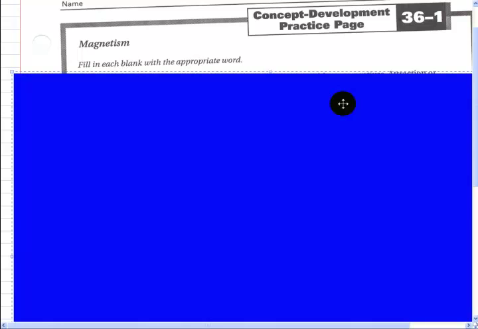Worksheet 36-1, looking at the basics of magnetism. It says fill in each blank with the appropriate word. Number 1, attraction or repulsion of charges depends on their signs, positive or negative. Attraction or repulsion of magnets depends on their what? Someone want to take a stab at this? Grasso, what'd you come up with?